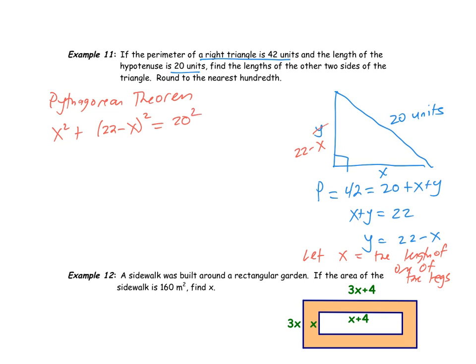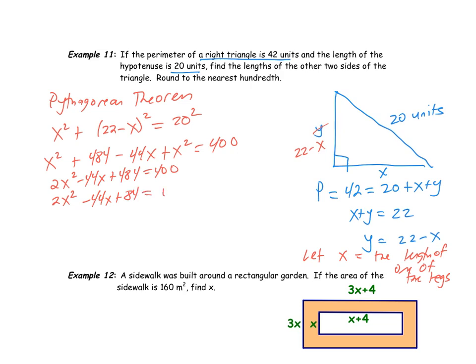And now we'll expand (22 minus x) squared. That'll be 22 squared, which is 484, minus 2 times 22 times x, so minus 44x, plus x squared, is equal to 20 squared, which is 400. We'll simplify on the right side of the equation, so we'll get 2x squared minus 44x plus 484 is equal to 400. We want to set one side of the equation to 0, so I'm going to subtract 400 from both sides. So 2x squared minus 44x plus 84 equals 0.